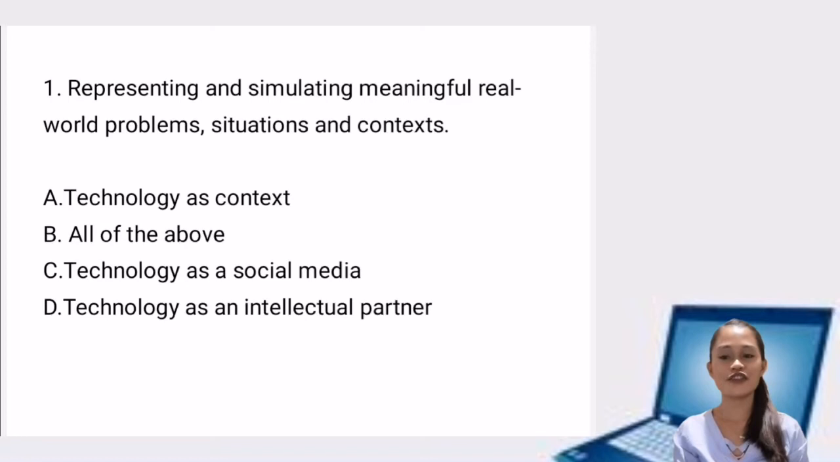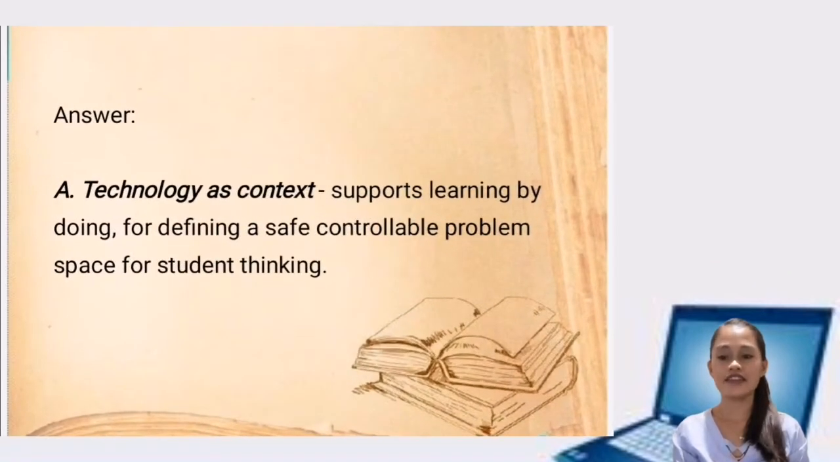And the correct answer is letter A. Technology as context. Technology as context supports learning by doing for defining a safe, controllable problem space for student thinking.